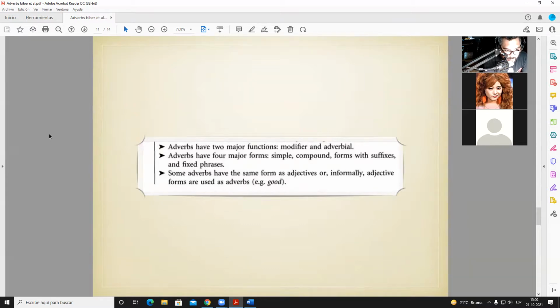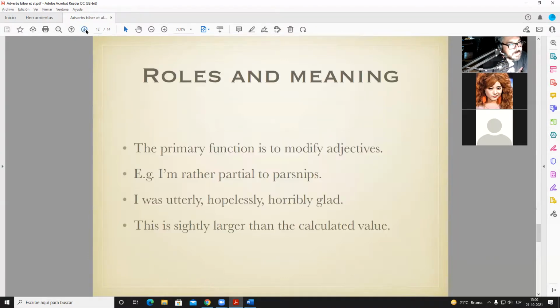Some adverbs have the same form as adjectives, or informally, adjective forms are used as adverbs. Good, that's interesting. Careful with that. There are certain ways or certain places. Roles and meaning. The primary function of an adverb is to modify adjectives. I am rather partial to parsnips. I don't know what a parsnip is, but whatever. Rather is an adverb premodifying partial.